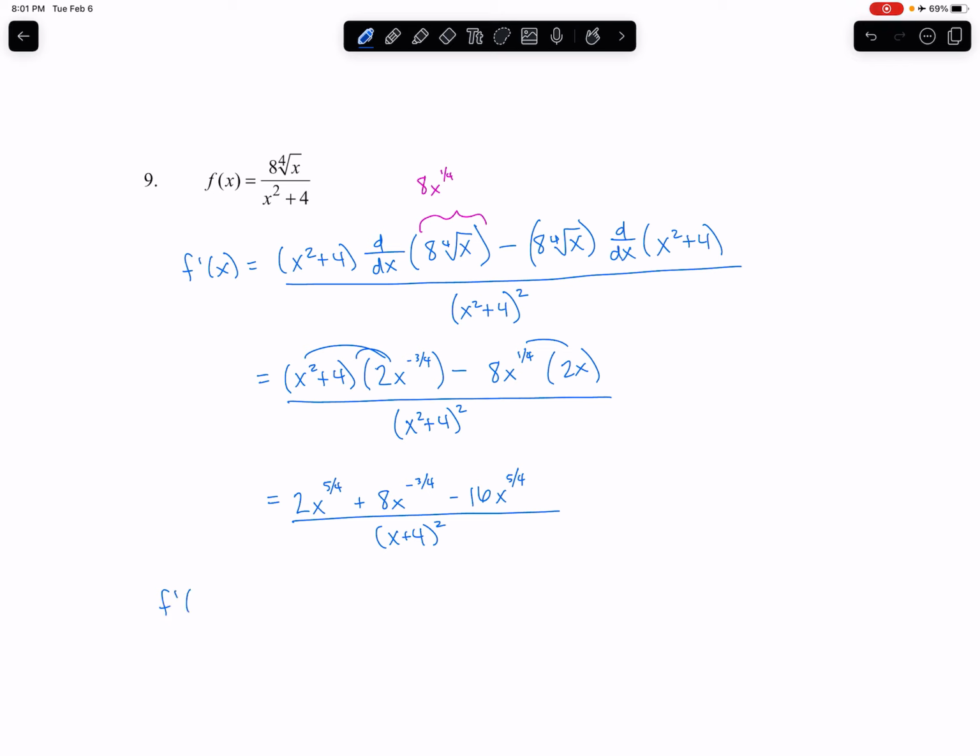So let's clean this up. Combining our like terms, we'll have -14x to the 5/4 plus 8x to the -3/4 over, oh, I forgot my squared, x squared plus 4 squared.